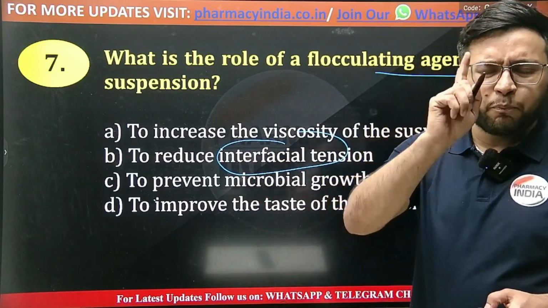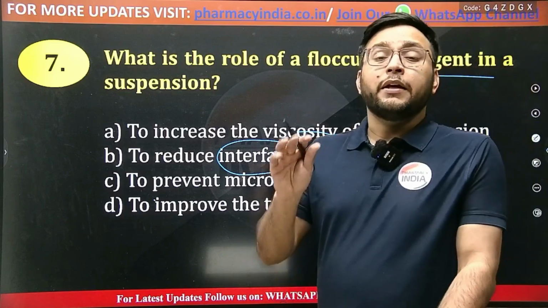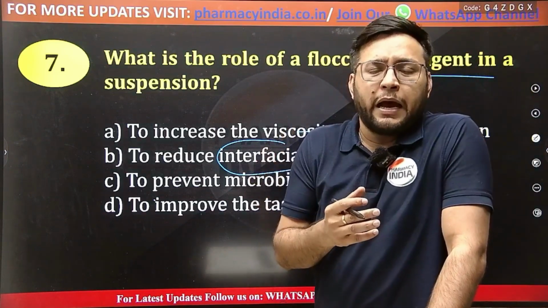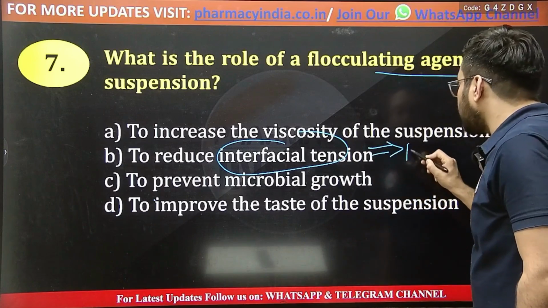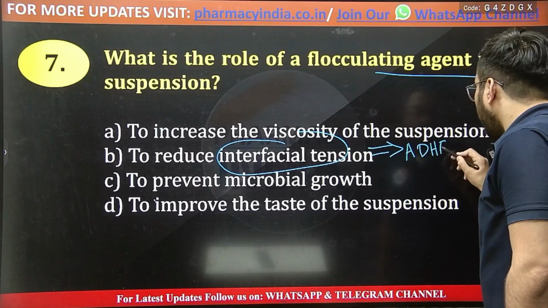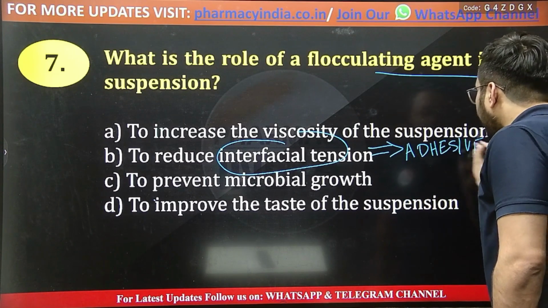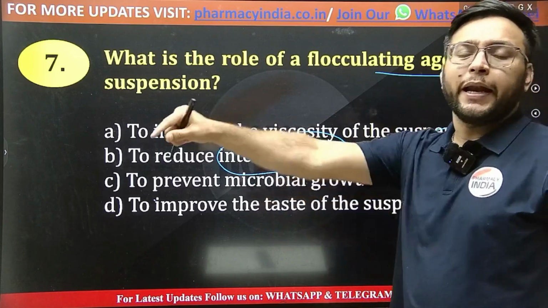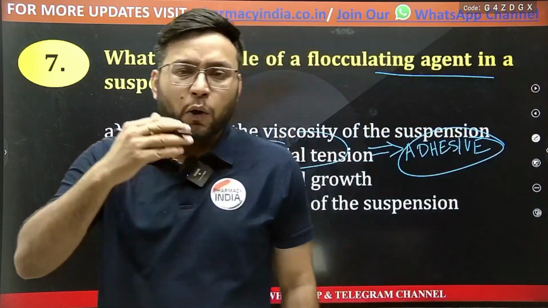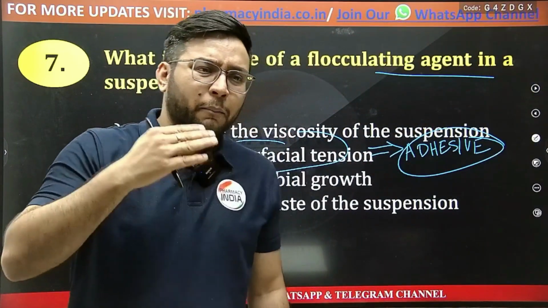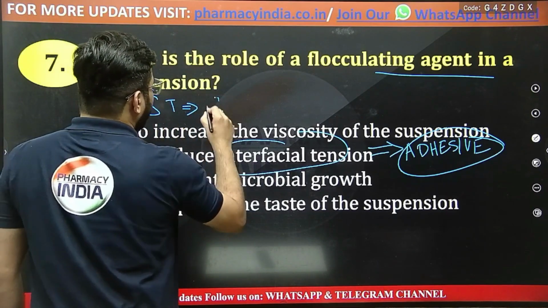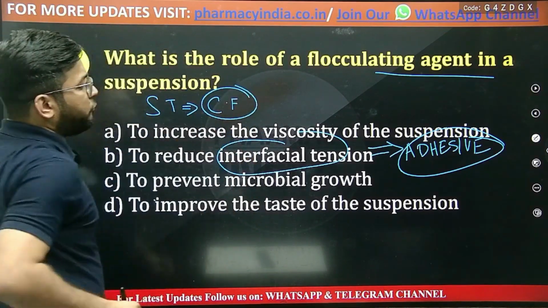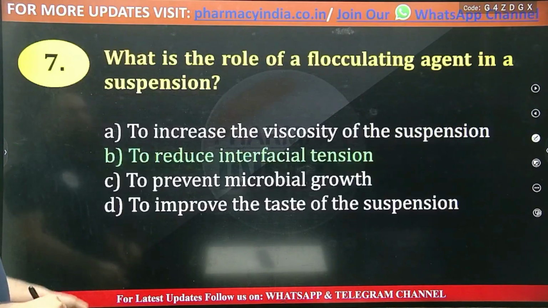And I have one more point to add: which type of force is mainly available in interfacial tension? The correct answer is adhesive force. Adhesive force is involved in interfacial tension, and in surface tension we have cohesive force. So the correct answer is option B.